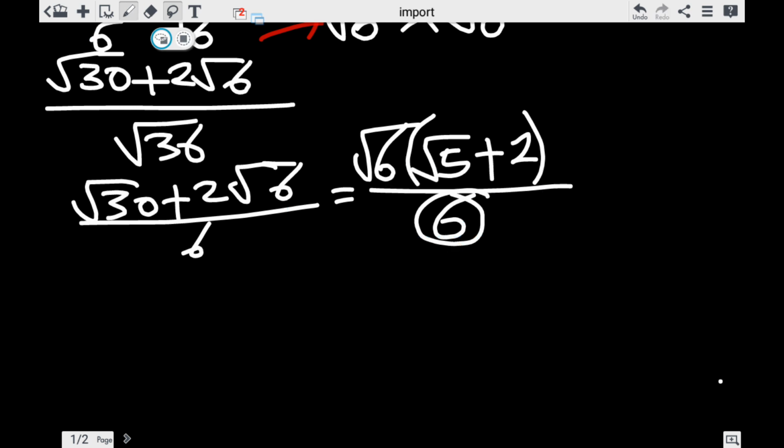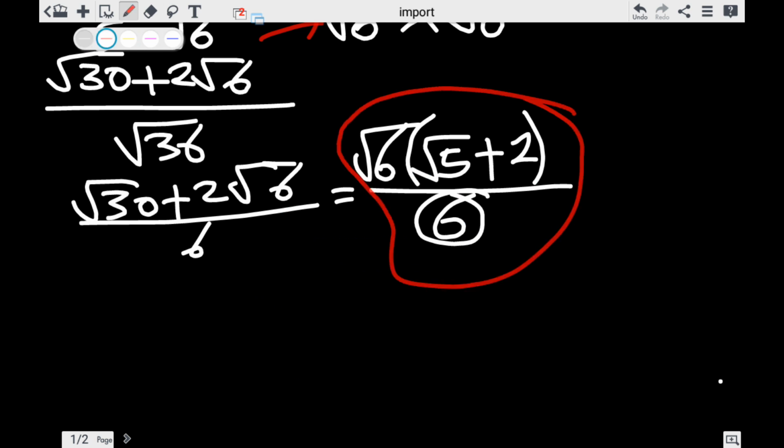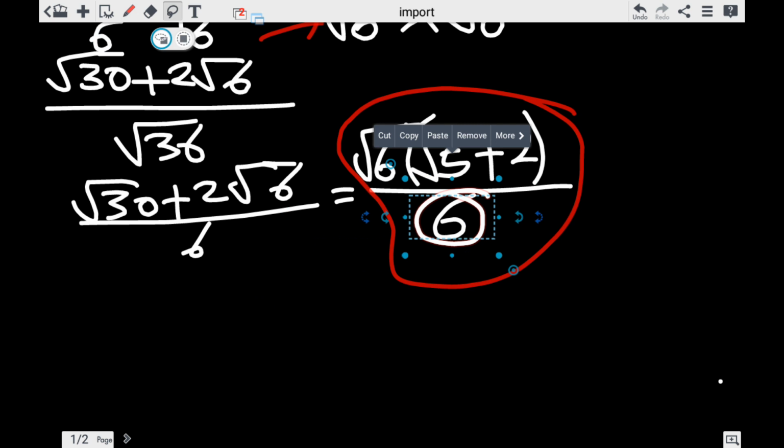So therefore our answer is root 6 bracket root 5 plus 2 bracket over 6. So that is our answer. So that is the answer for that one.